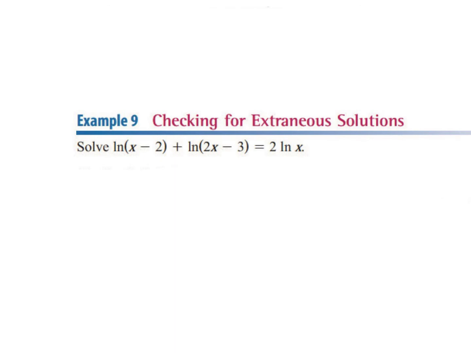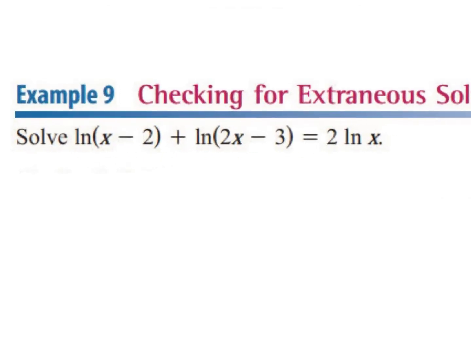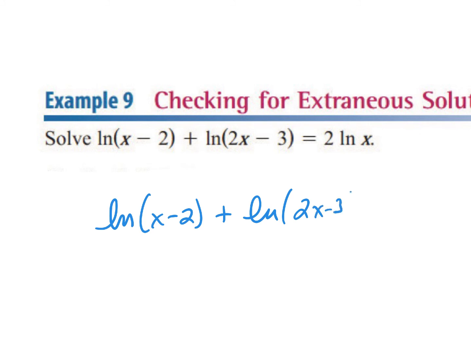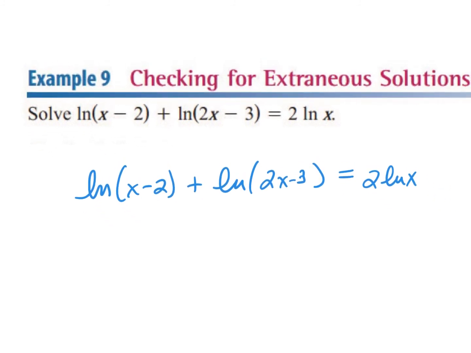Okay, here we go. Got a lot going on here. Can I just, I see that they all have the same base, right? I mean the same log. ln of x minus 2 plus the ln of 2x minus 3 equals 2 ln of x. Agreed? Okay. All right. Well, can I just cross off the ln since they're all the same?